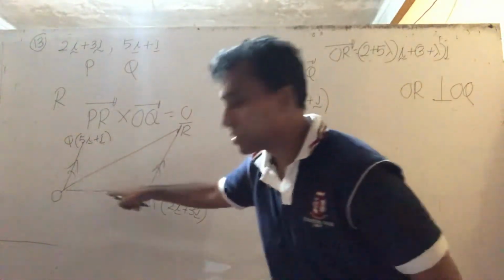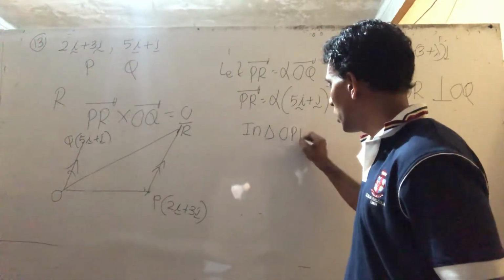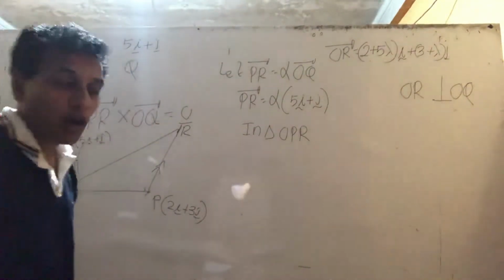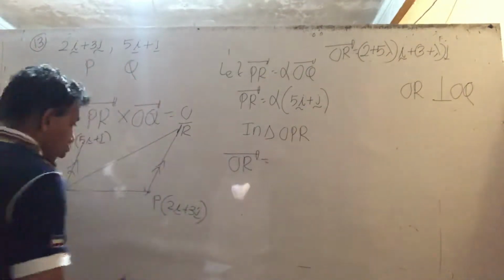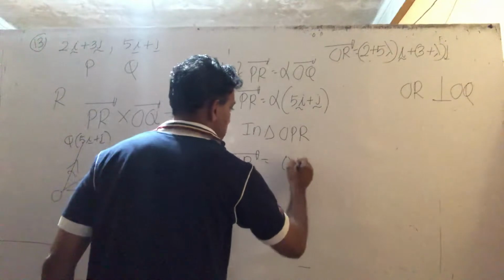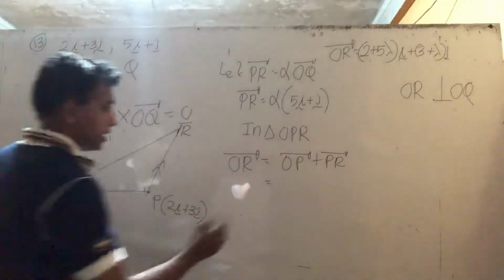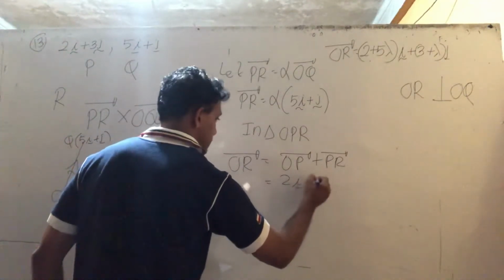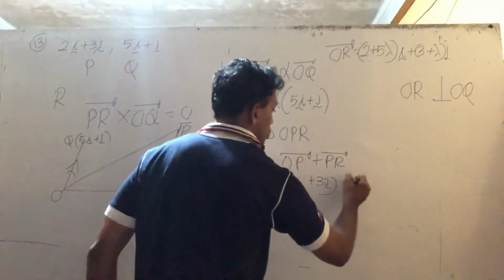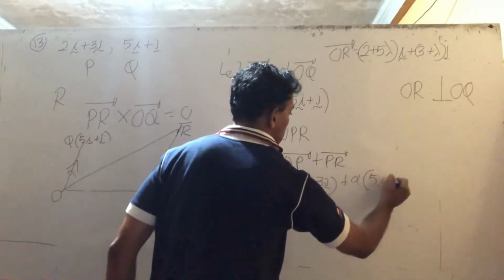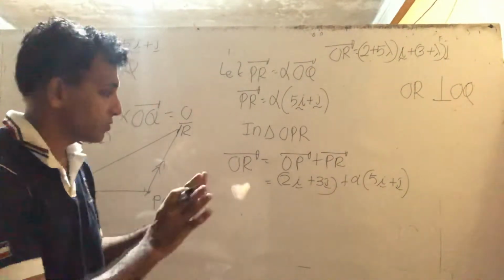Now come to this triangle. Use vector addition in triangle OPR. What is OR? OR equals OP plus PR. So what is OP? 2i plus 3j. What is PR? I'll find it: alpha times 5i plus j. It's a nice question, this one.